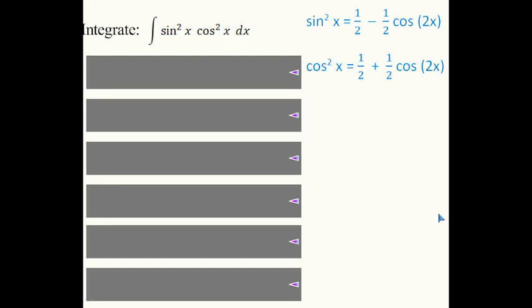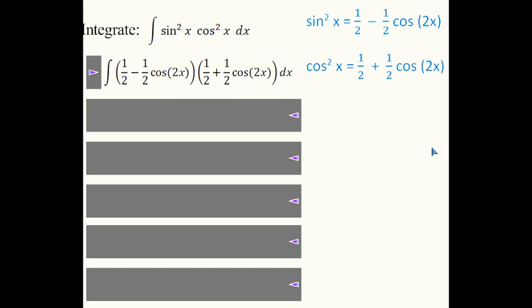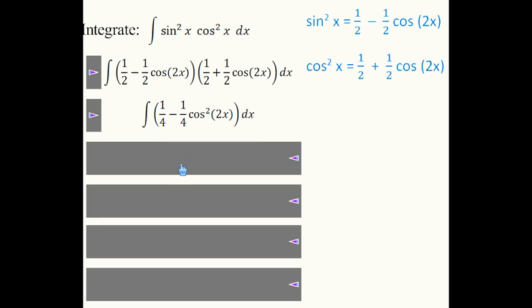Coming to our next example, we have the integral of sine squared x times cosine squared x dx. And what we're going to do here is we're going to substitute for both of those. Then we won't have those squares there anymore. So we're going to substitute in. We notice actually that these are in the form a minus b times a plus b. And so when we multiply those, we'll get a difference of squares. So we get 1/4 minus 1/4 cosine squared of 2x.